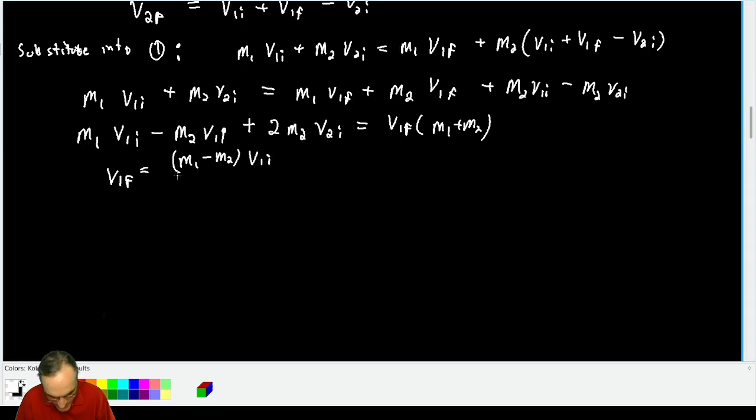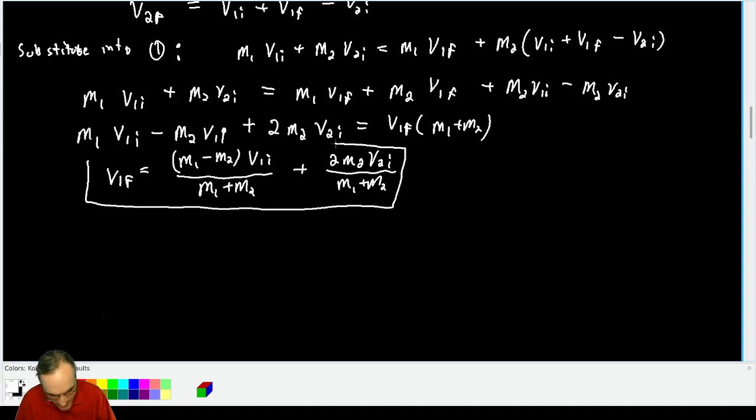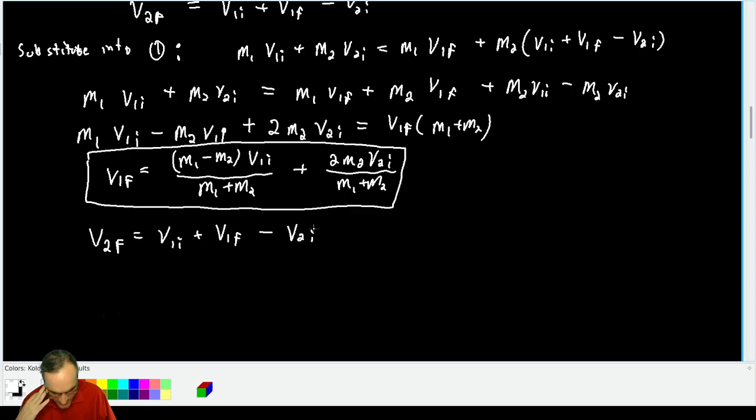times v1 initial all over the sum of the masses m1 plus m2, plus 2m2 v2 initial over m1 plus m2. This gives us one of the two solutions we're looking for. From here, you'd have to find v2 final, but you can take advantage of equation 5 rearranged to do so. So v2 final would be equal to v1 initial plus v1 final minus v2 initial. You'd substitute in for the v1 final and simplify.